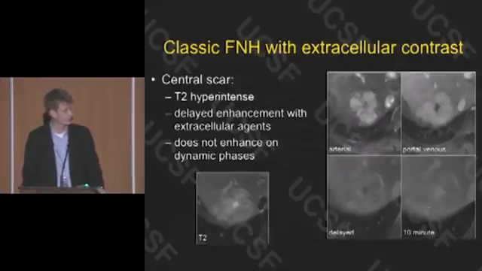And on the delayed phases, as you go further out, you'll see that the scar, the central area that's non-enhancing initially, will start to collect contrast as it contains fibrous tissue, and that correlates well with your T2 weighted imaging, which is bright on T2. So this is the classic appearance of an FNH with extracellular contrast agents.